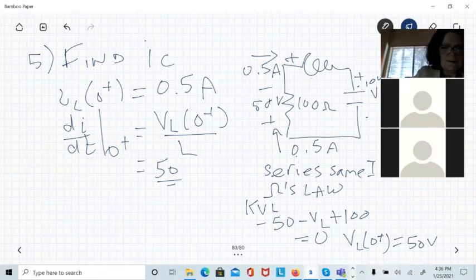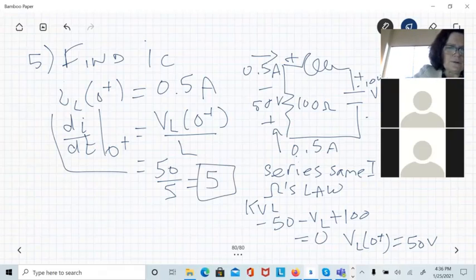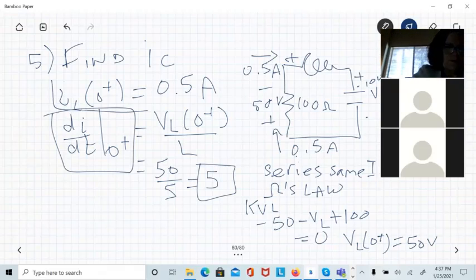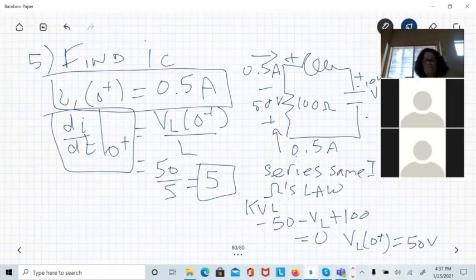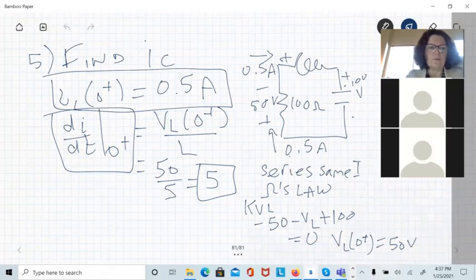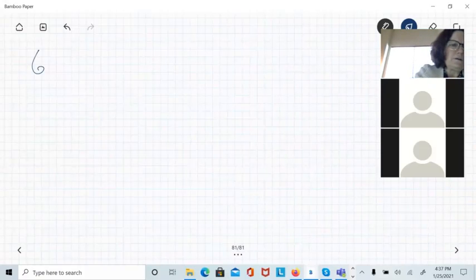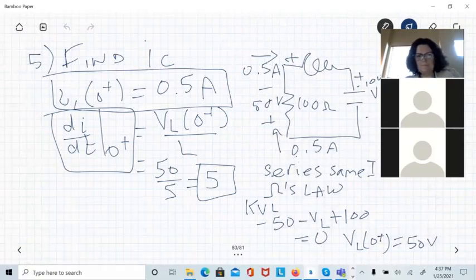Yeah, 5. So this iL'(0+) equals 5. So we solve for this part and we solve for that part. Next thing I'm going to do is go to those equations for an underdamped system. 50 over 5, wouldn't that be 10? Yes, you're right.